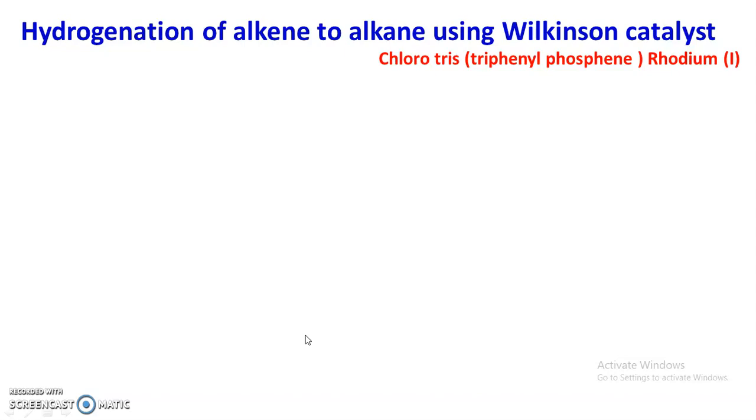In an earlier video, we discussed the basic steps involved in homogeneous catalysis. In this video, I am going to discuss an example of homogeneous catalysis, that is hydrogenation of alkene to alkane by using Wilkinson catalyst. The composition of Wilkinson catalyst is chlorotris(triphenylphosphine)rhodium(I).